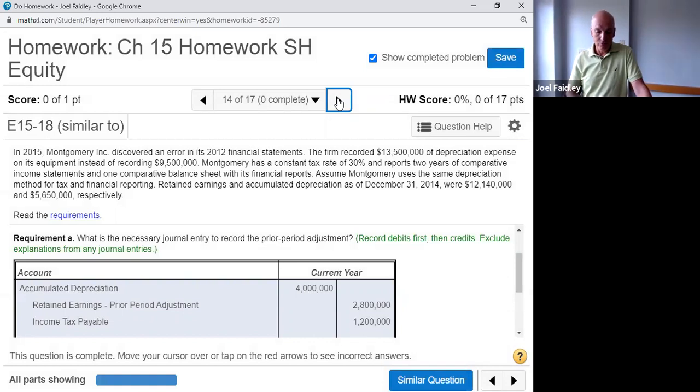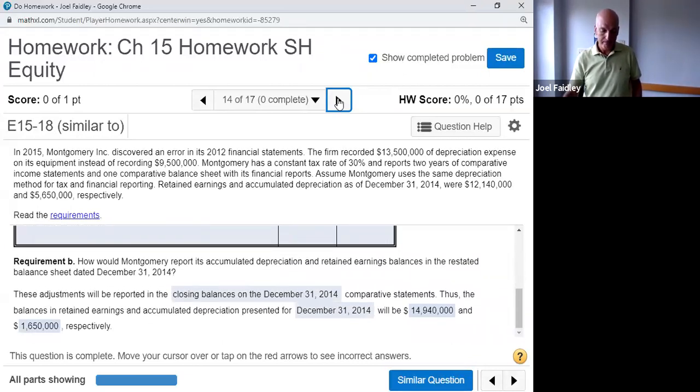All right, and so that $4 million, if the tax rate's 30%, what's 30% of $4 million? $1.2 million. So you owe tax on $1.2 million because your net income has gone up. It should have been higher. You overstated your expense, and the difference goes to retained earnings. And they have a little bit of information you need to fill in at the bottom. These adjustments will be reported in the closing balances on December 31, 2014, comparative statements. And so they give you what these balances, accumulated depreciation and retained earnings, should be.